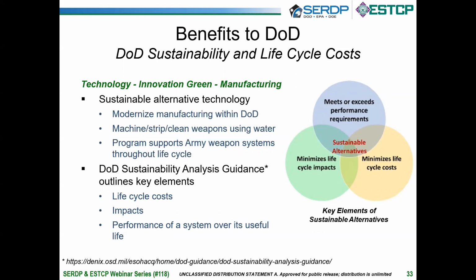So the three key takeaways for our sustainability and alternative technology is obviously to modernize manufacturing, strip clean weapons using water, and support all Army systems, and hopefully transition this with Navy and Air Force, and make it a true purple program. There's some sustainability analysis guidance. There's a link below. It should work. If it doesn't, please contact me.